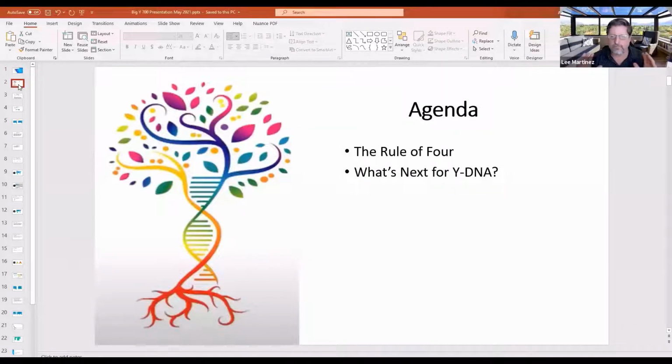So a very focused agenda. I just want to go over the rule of 4, and if I have time, what's next for Y-DNA, but this is just fluffy stuff here. So this is my main focus.